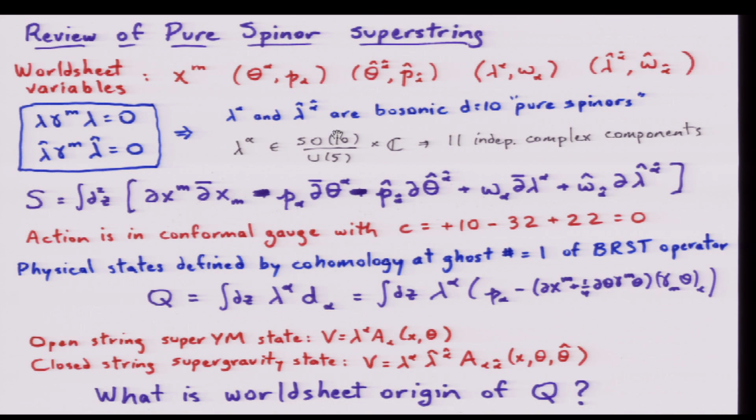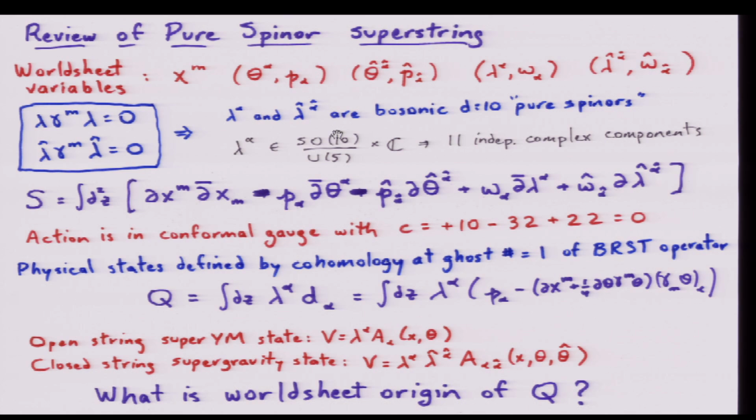So it's just a free action, at least if you're in a flat background. And it's easy to compute the conformal anomaly just because they're all conformal weight 0 and 1. So these contribute plus 10, these contribute minus 32, and these contribute plus 22.